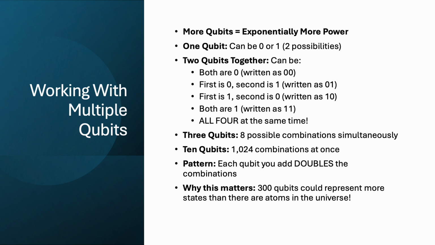Of course, there are complications. We can't just look at all these answers because measurement collapses the superposition. Quantum algorithms must be cleverly designed to amplify the correct answer and suppress wrong answers through quantum interference. But the potential is enormous, and it is all about the foundation of multiple qubits in superposition.